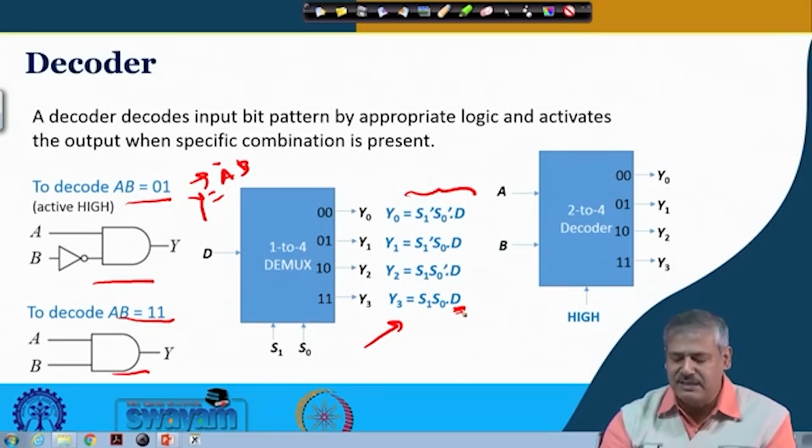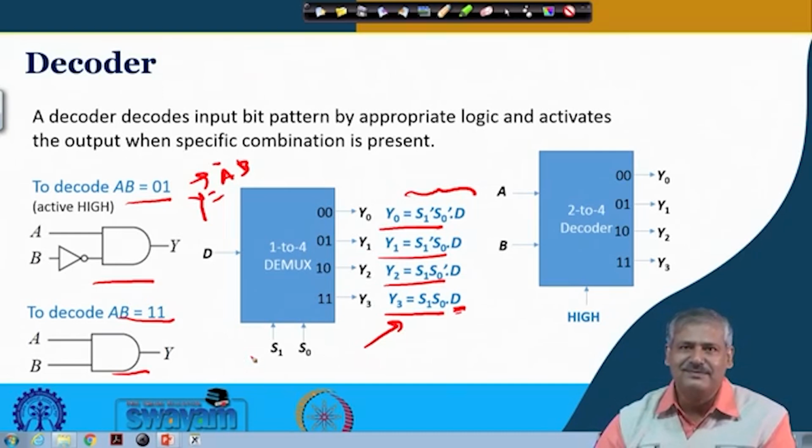in each of these cases, Y0, Y1, Y2 and Y3 are actually decoding the select inputs, isn't it? So Y0 is S1 prime, S0 prime, so it is equal to 1. In this case, if 00 is present, Y0 will be 1. If Y0 goes high, then we can say that 00 has been presented, and for any other combination it will be 0.